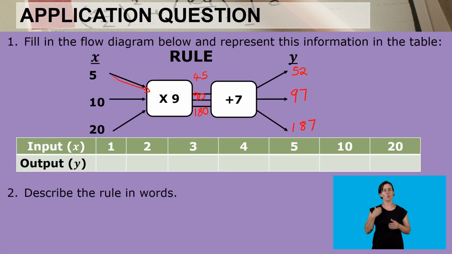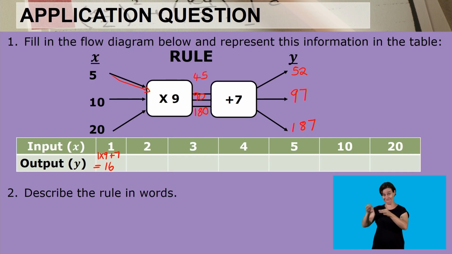So we've already completed our flow diagram, and we can see what the rule was. The rule was that we multiply the input value by 9 and we add a 7. So our first input value there is a 1. So 1 multiplied by 9 is, of course, that 9 there. And when we add 7 to that, our answer is going to be a 16. So when the input value is 1, the output value is a 16.